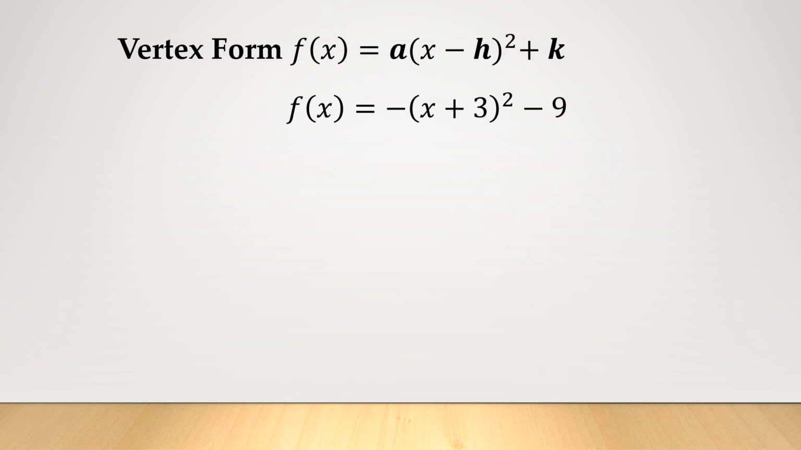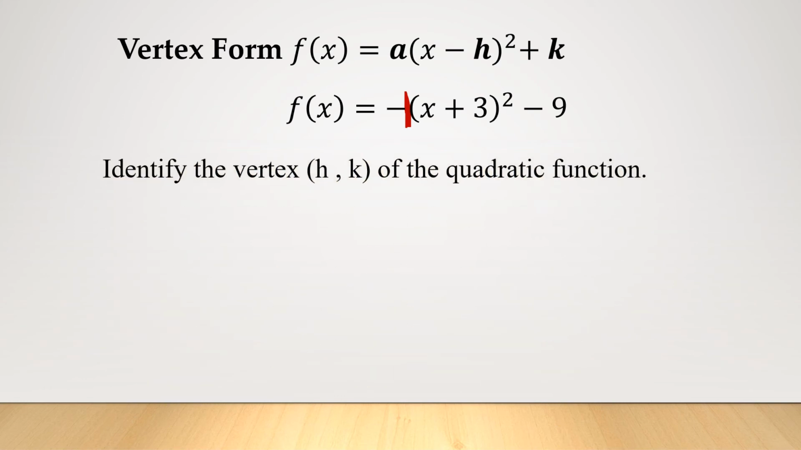Let's look at an example where A is a negative number, but this time the number is missing. So therefore, if there is no number there, it's always understood to be a 1 there. So therefore, my A is -1. Identify the vertex h comma k of the quadratic function.